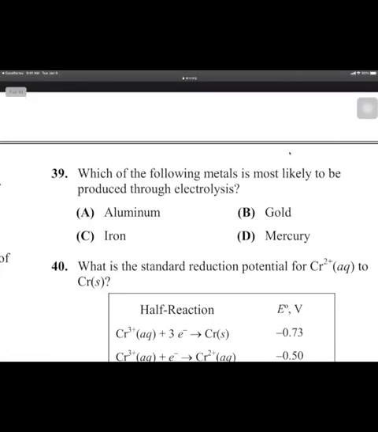Which of the following metals is most likely to be produced through electrolysis? Gold, mercury, iron, right? Definitely it is mercury. Oh, sorry, definitely it is aluminum, right? Mercury, you just need to decompose the oxide. Gold, you probably can pick up from the ground, right? If you lived hundreds of years ago. Right now, it's very hard. You need to be very lucky. Iron, what is the standard method in industry to get iron?